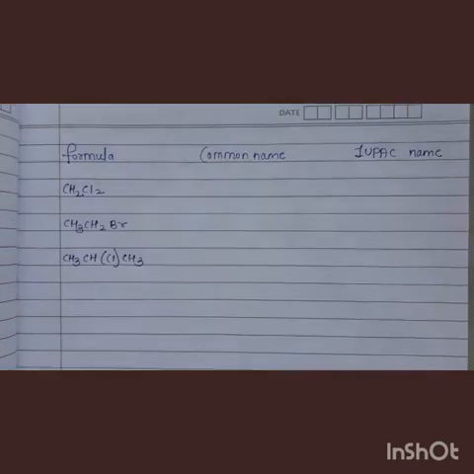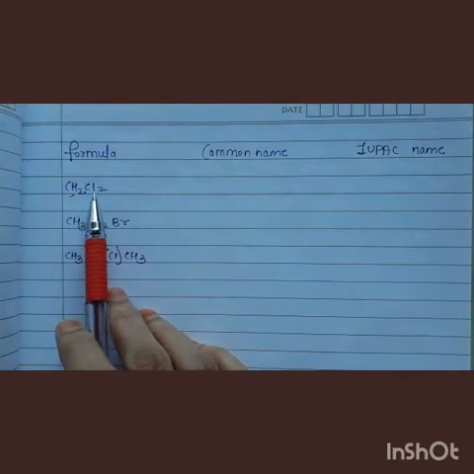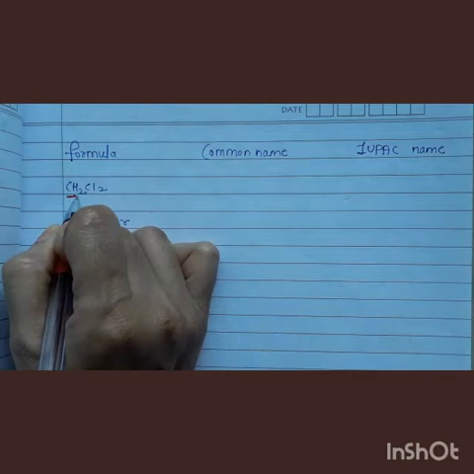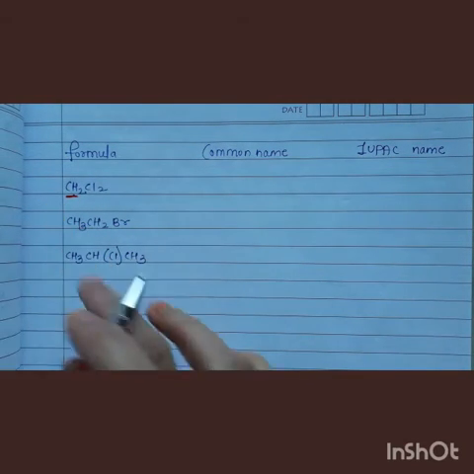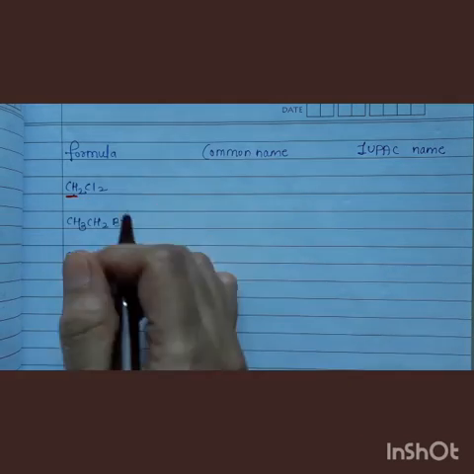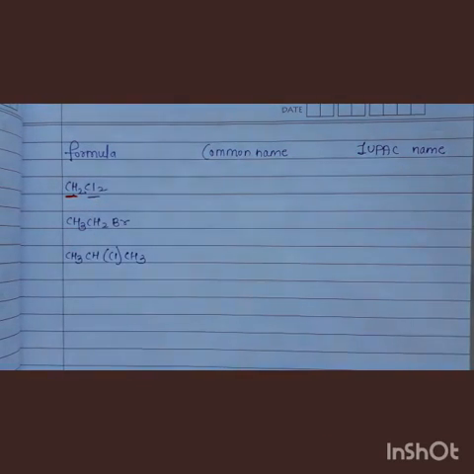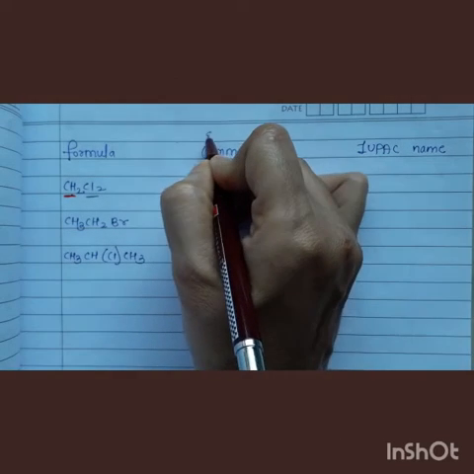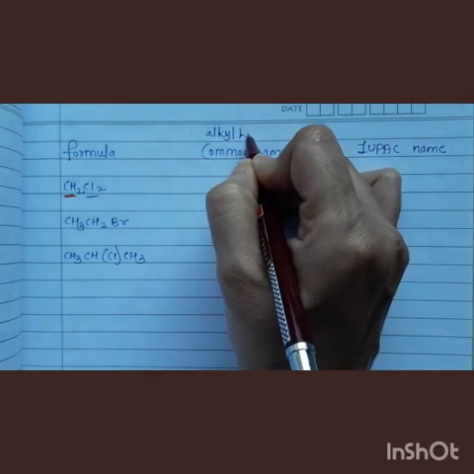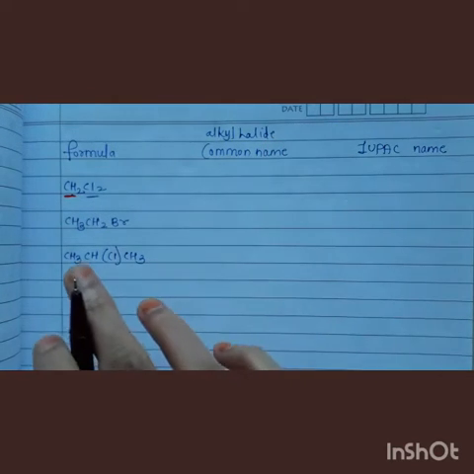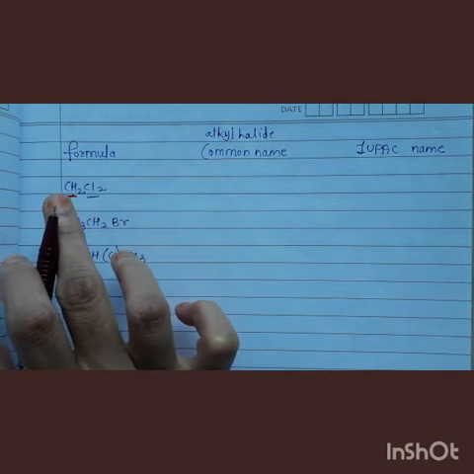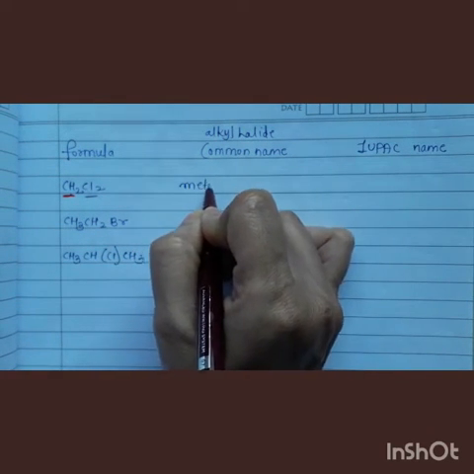So let us start. First, CH2Cl2. Here the parent alkane is CH2, and the halogen present over here is chlorine. So first we have to write the common name. We have seen yesterday that common names of halogen derivatives are written in this form: alkyl halides. Here one carbon is present, that means it is methane. So methane will become methyl.